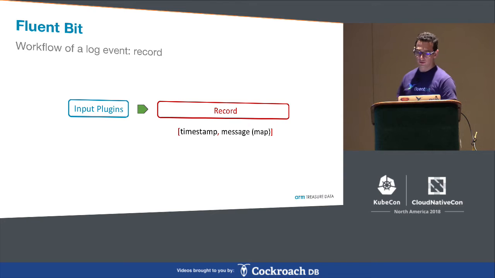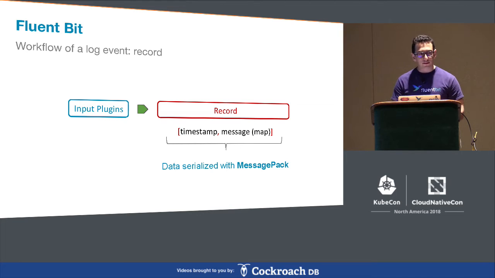So how do things work? An input plugin, when it consumes a log message or whatever, generates what is called a record. And a record is like a small array that has two fields. One of them is a timestamp, which means when this message was generated. It's up to the plugin to say what the time was, not up to the engine. And then the message, which can be a map.